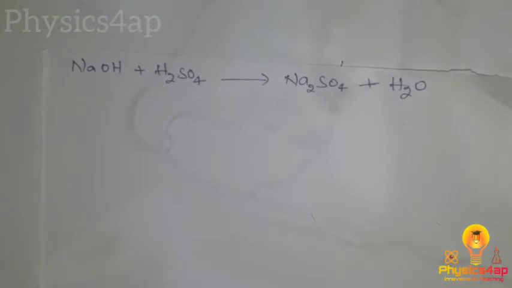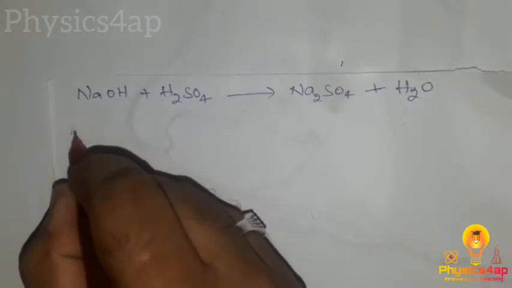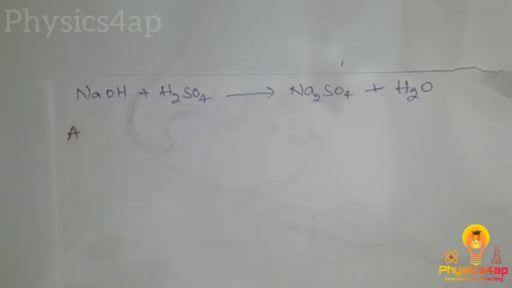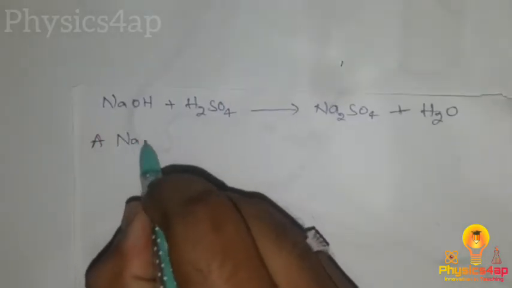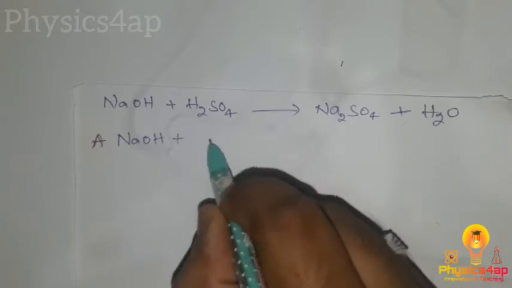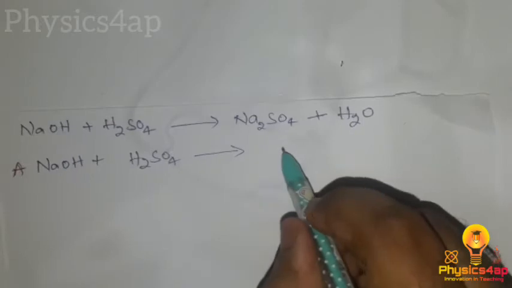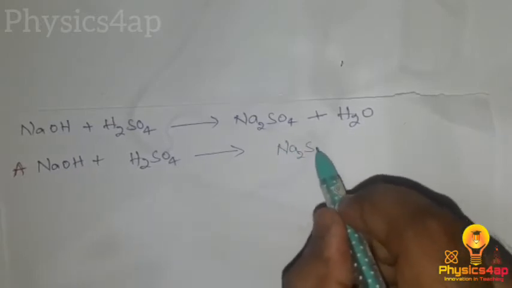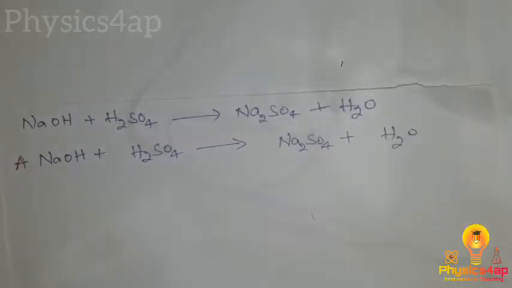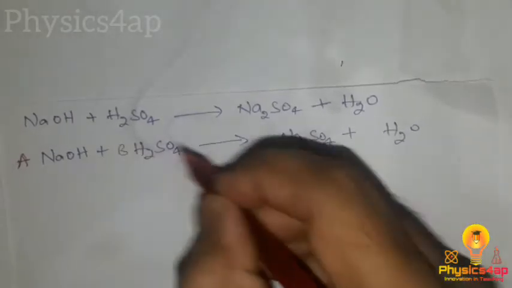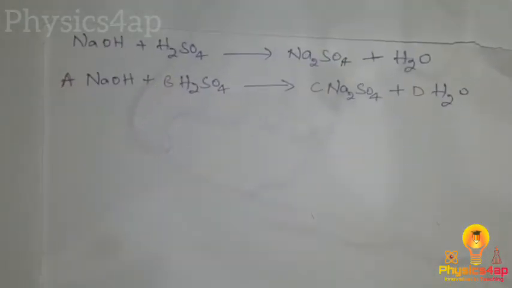So the first thing, simple, assume the variables as A. So write the variables as A, B, C, D. So A NaOH plus B H2SO4 gives rise to C Na2SO4 plus D H2O. So this is what we got, the variables A, B, C and D.